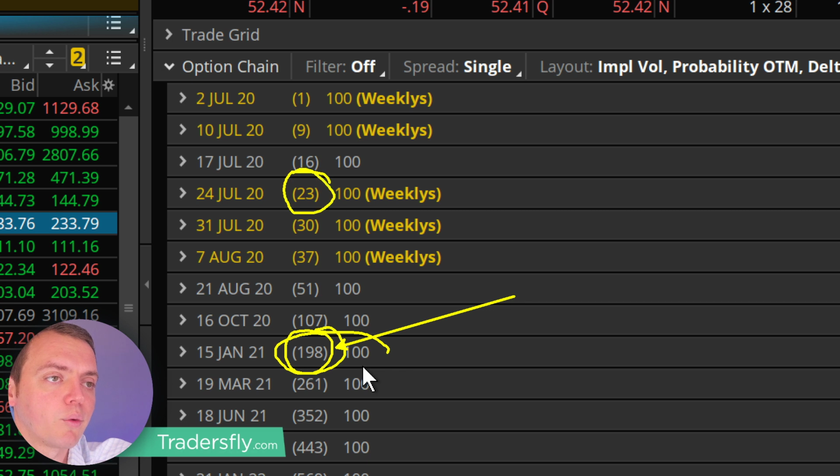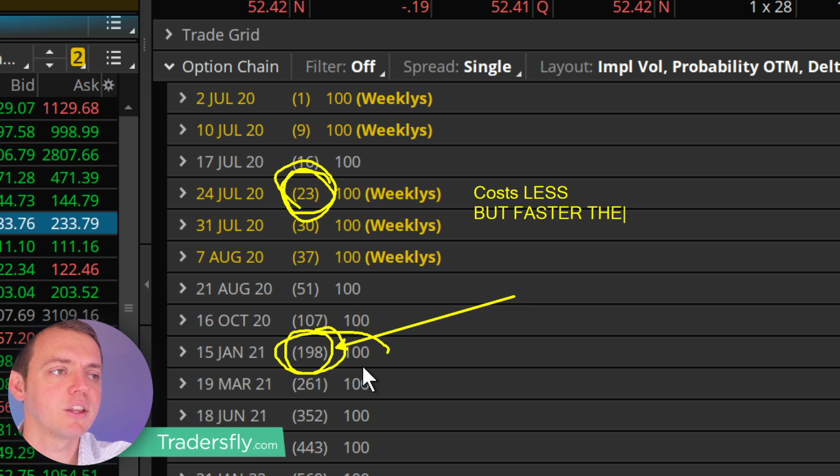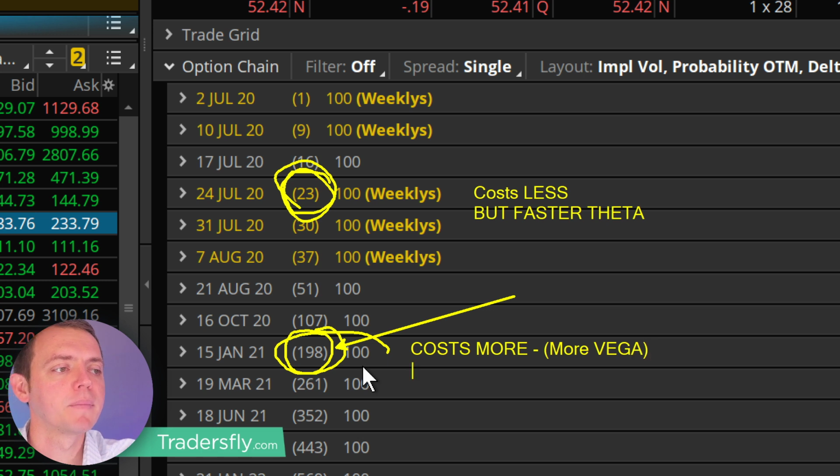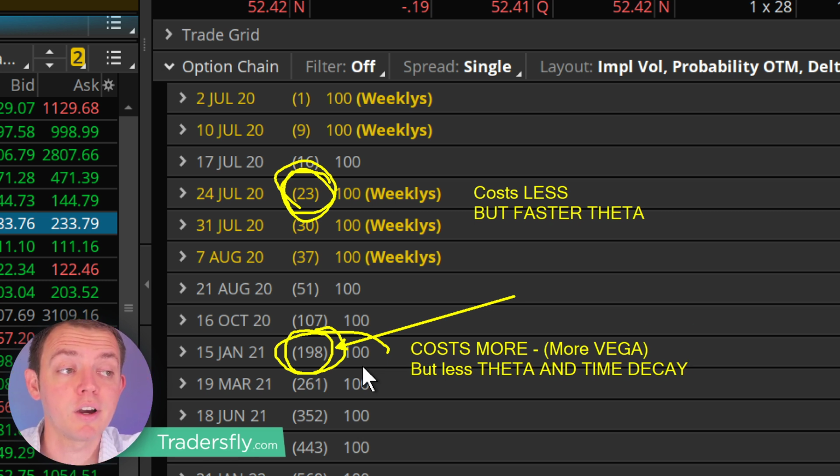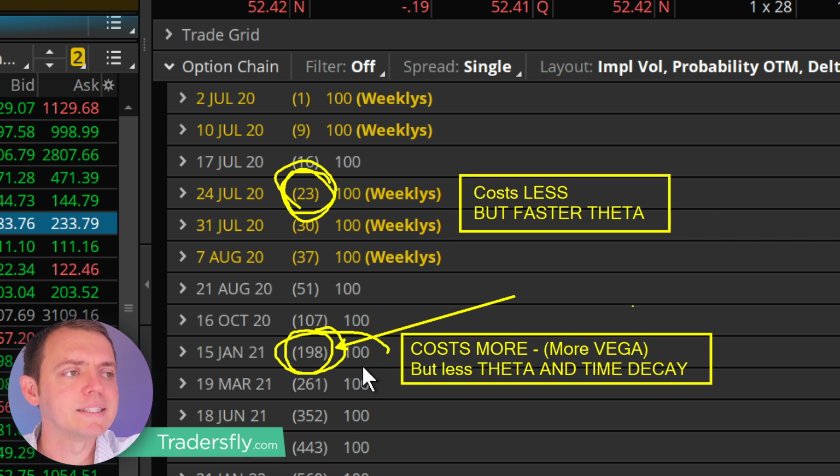If I only go 23 days away, there's less time premium. So this costs less, but a faster theta, which means the amount of value that option decays is a lot faster against me. This one costs more, meaning I also have more vega, but less theta and time decay problem. So basically options decay and they lose value over time. And when you start looking at this, you're really working against time when you're buying single call options.